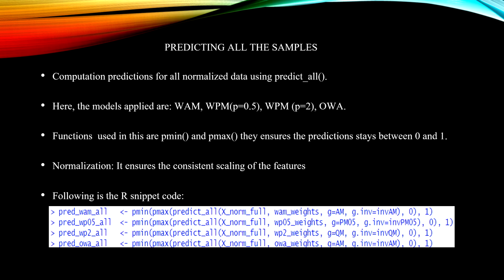The next slide is predicting all the samples. So for computing predictions for all the normalized data, we have used the function predict all. Here the models applied are WAM, WPM with the probability of 0.5, WPM with the probability of 2, and OWA. The functions used in this are pmin and pmax that ensure the prediction stays between 0 and 1, and also the normalization function which helps in the scaling to keep the consistency of the features.